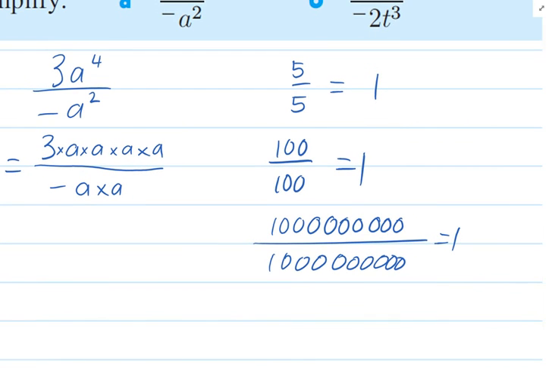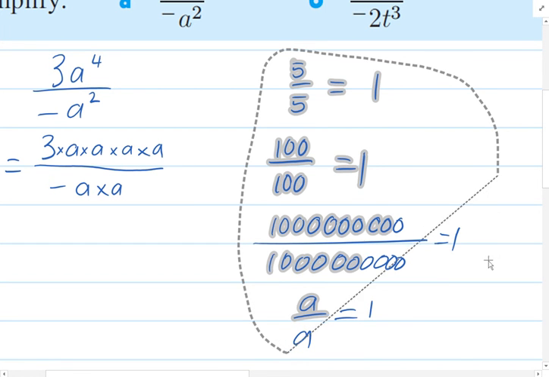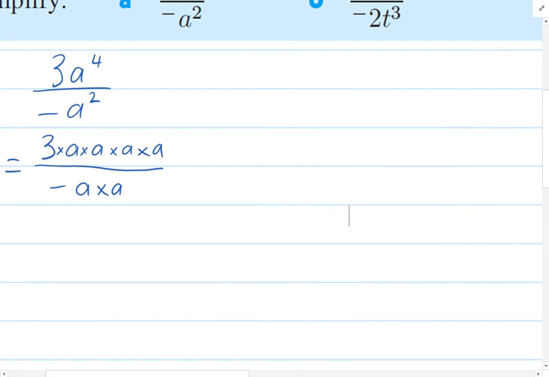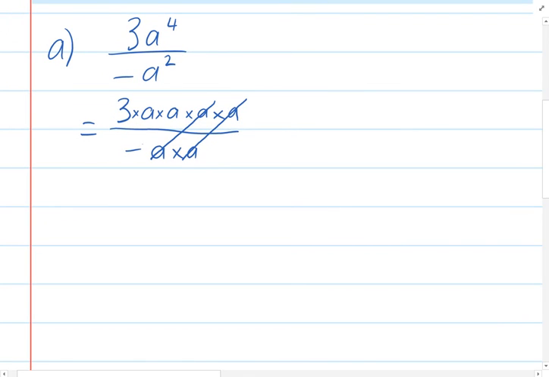And so you've really got to ask yourself, well, what's any letter like a divided by a going to be? Well, that's just going to be 1 as well. So that's the point of that little exercise, is anything divided by itself is 1. And so because these a's divided by a's are 1, we can just cancel them out, because anything times 1 will be itself anyway. So all we're left with is negative 1 on the bottom, and 3 divided by negative 1, well, that's just going to be 3.